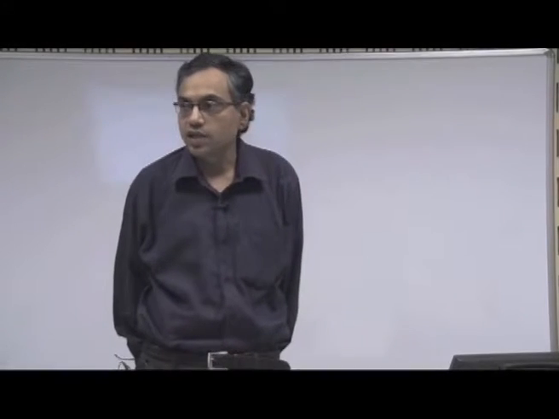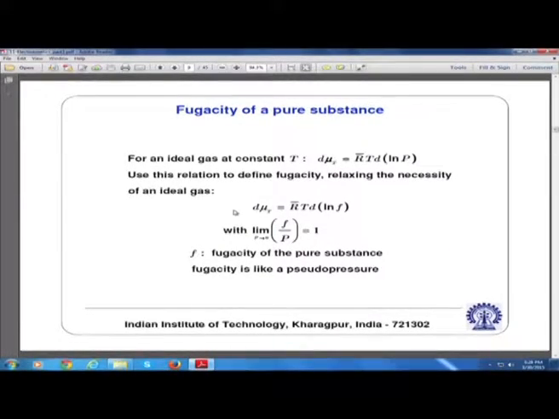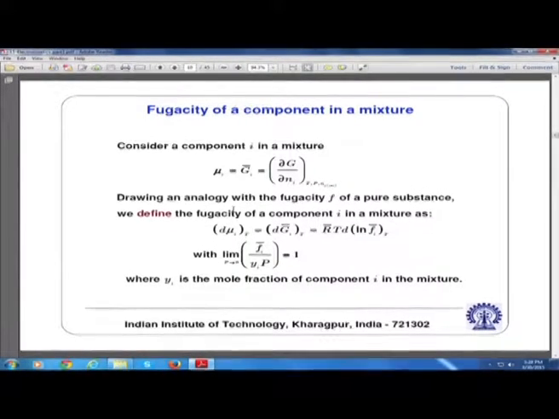In the previous lecture we were discussing the thermodynamic basis of electrokinetics, and we will continue with that. Just for a brief recapitulation, let us consider the concepts that we had discussed. We had discussed the concept of chemical potential of a pure component and chemical potential of a component in a mixture.